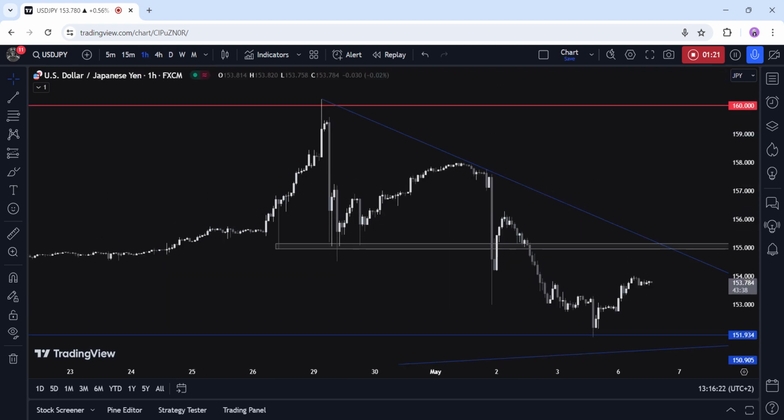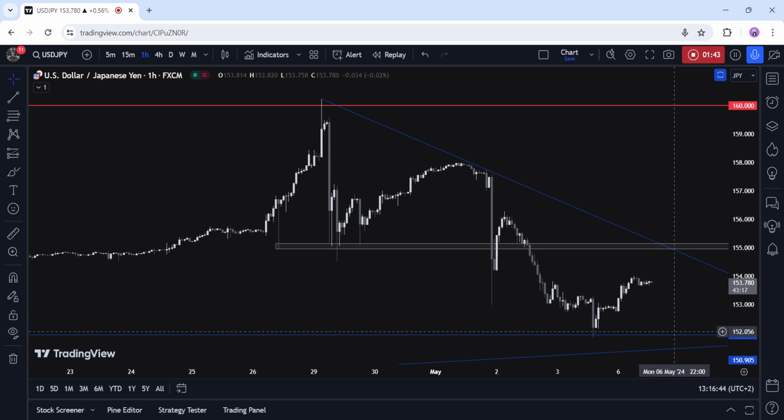On the 1 hour chart, we can see that we now have a strong resistance around the 155 handle, where we can also find the downward trend line, defining the current short term bearish trend. That's where we can expect the sellers to step in with a defined risk above the trend line and position for a break below the 152 support with a better risk reward setup.